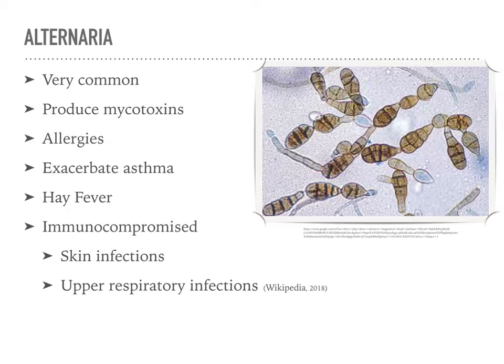So Alternaria is very common. Also, these fungi produce mycotoxins. They can cause allergies in people, exacerbate asthma, and can cause people to have hay fever. And once again, immunocompromised populations are more susceptible to skin infections and upper respiratory infections caused by Alternaria.